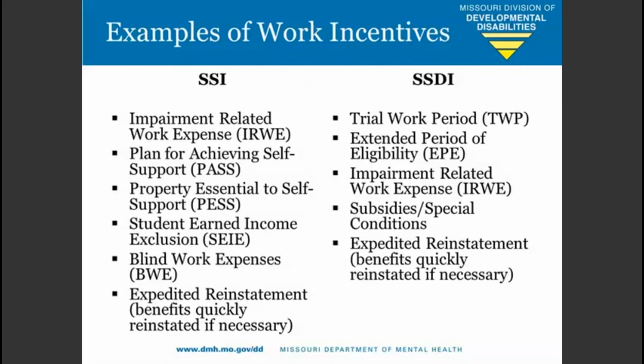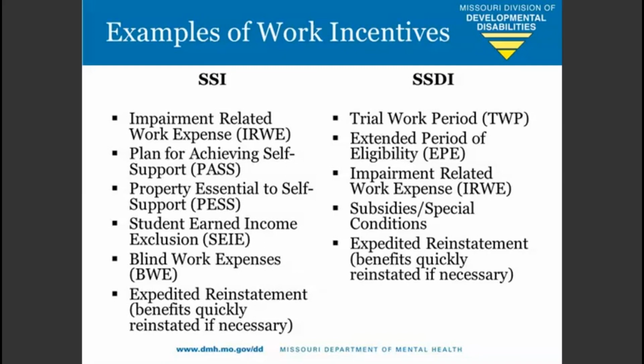All right, so moving on to some examples of work incentives that you might see based on what type of Social Security benefit the person receives. So for SSI, some of the common work incentives that we see: impairment-related work expenses, also referred to as IRWEs. PASS plans, so plan for achieving self-support. There is also the property essential to self-support PASS. This is for individuals that are looking at self-employment. Student earned income exclusion for those who are under the age of 22 and still in school. Blind work expenses. And then expedited reinstatement. This is where benefits can quickly be reinstated if necessary.